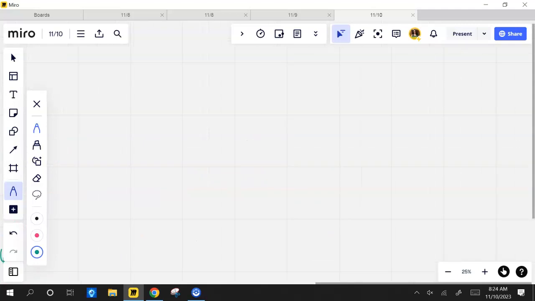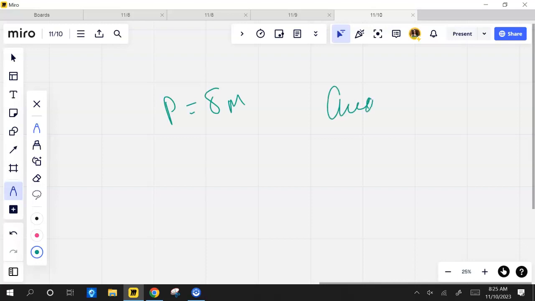Okay, let's see. Show that among all rectangles with an 8-meter perimeter, the one with the largest area, all right, so this is what I'm optimizing, is a square.